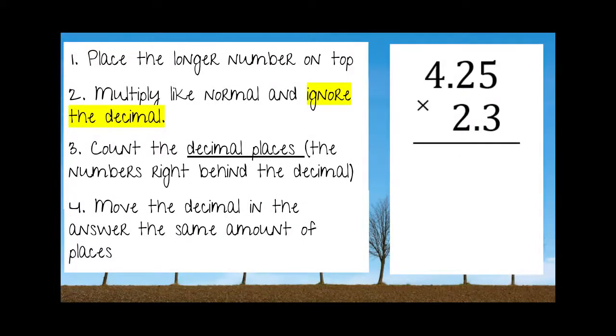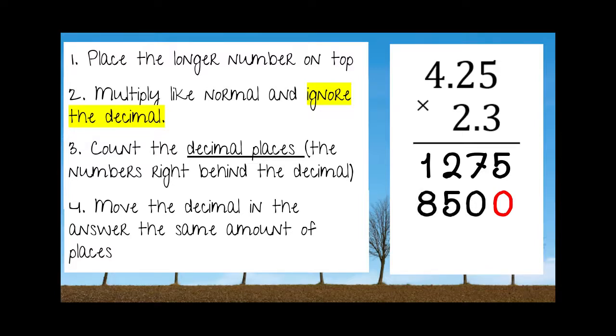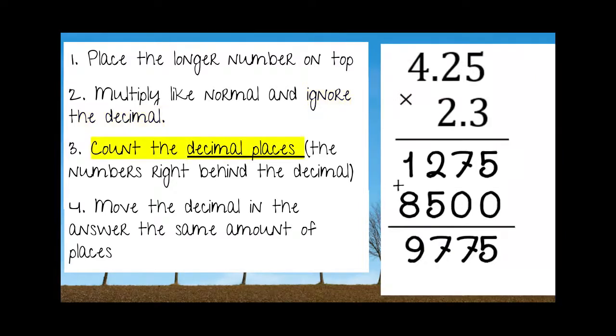So now that we multiplied like normal, our first row of multiplication is 1,275, and then we need a placeholder. And then our second row of multiplication, which is when we multiplied the 2, is 850. Then we go ahead and add that together, and we get 9,775. Now, that's how we multiply like normal. We don't worry about the decimal. We don't do anything with the decimal yet. The next step is when we worry about the decimal.